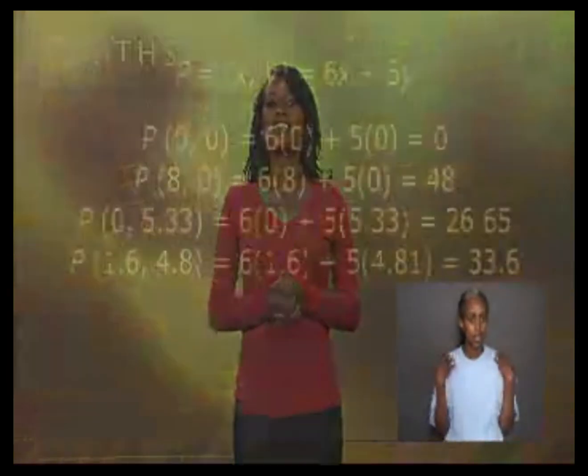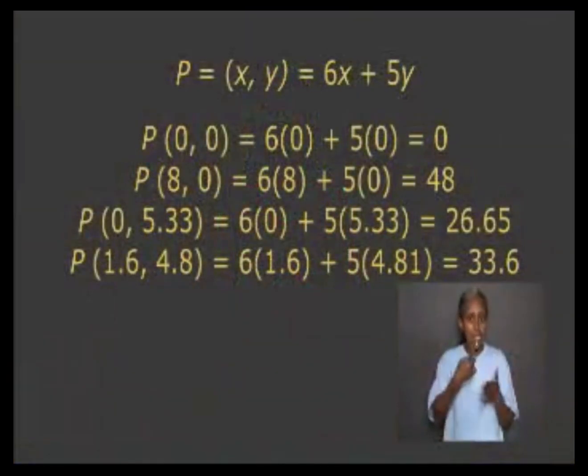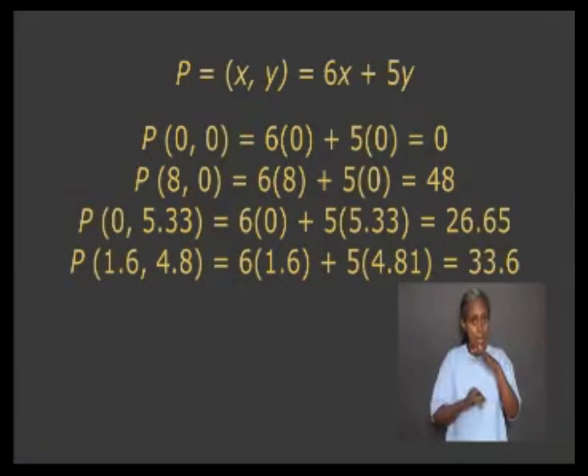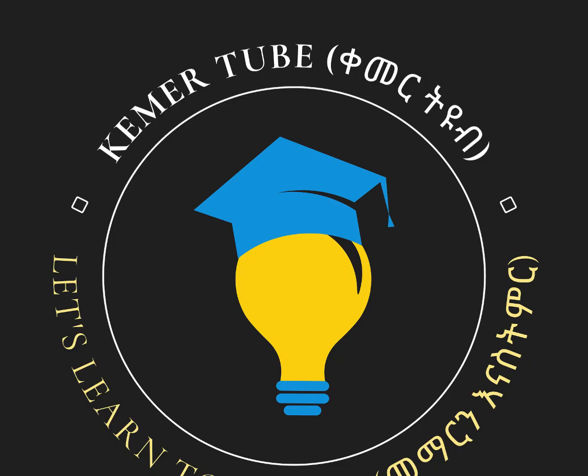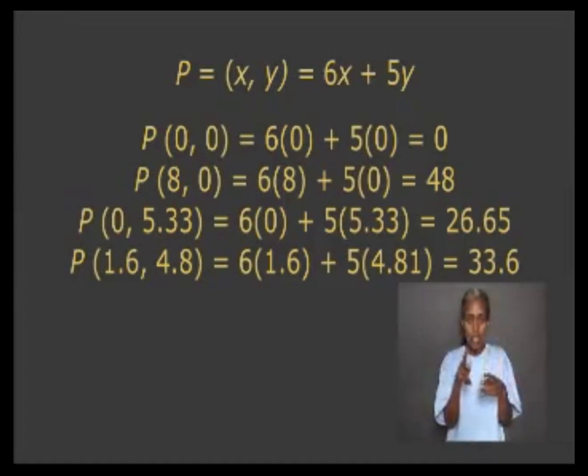Let's get back to our lesson. Hello again. The values of x and y which maximize or minimize the profit function on such a system are usually found at the vertices of the solution region. The profit at each vertex can be calculated by substitution. As you can see, the profit is maximum at the vertex (8, 0).